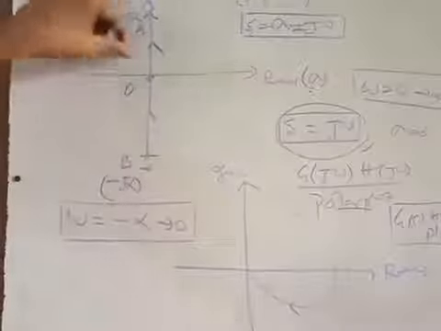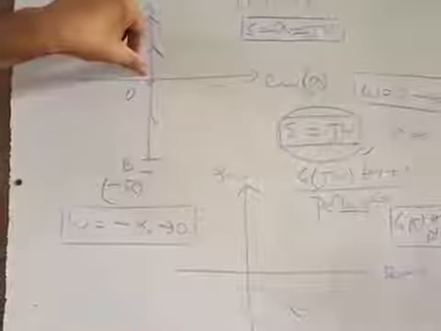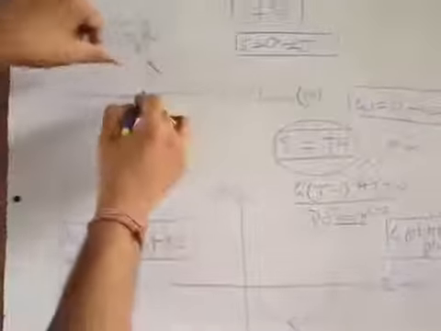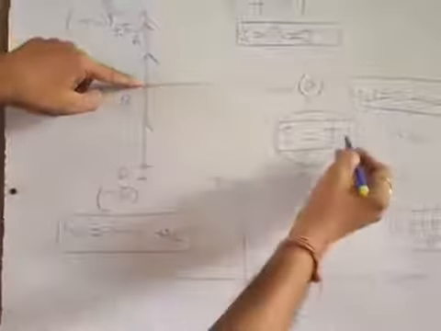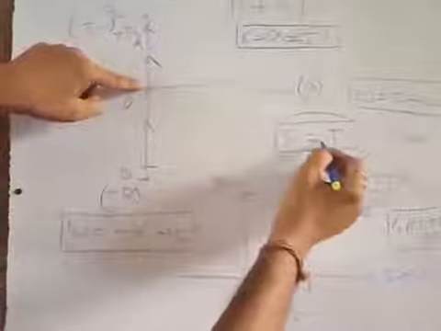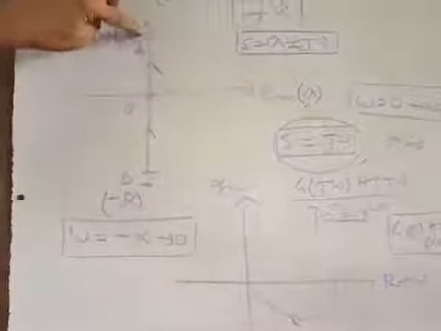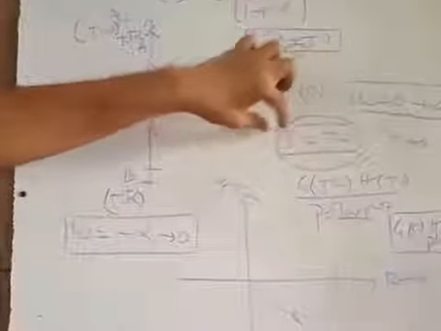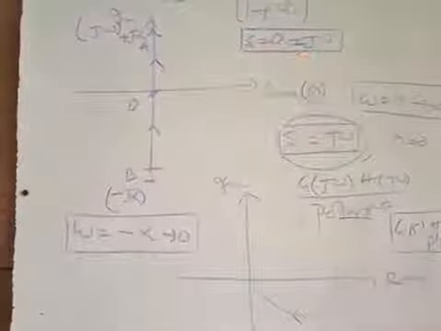If omega is varied from minus omega to 0, see here, if you put the value of omega equal to 0, you get S equal to 0. This is your origin. And omega equal to infinity means S equal to plus j infinity, this point. And omega equal to minus infinity means S equal to minus j infinity. Now this is your G(S)H(S) equal to 1 by 1 plus 2S.